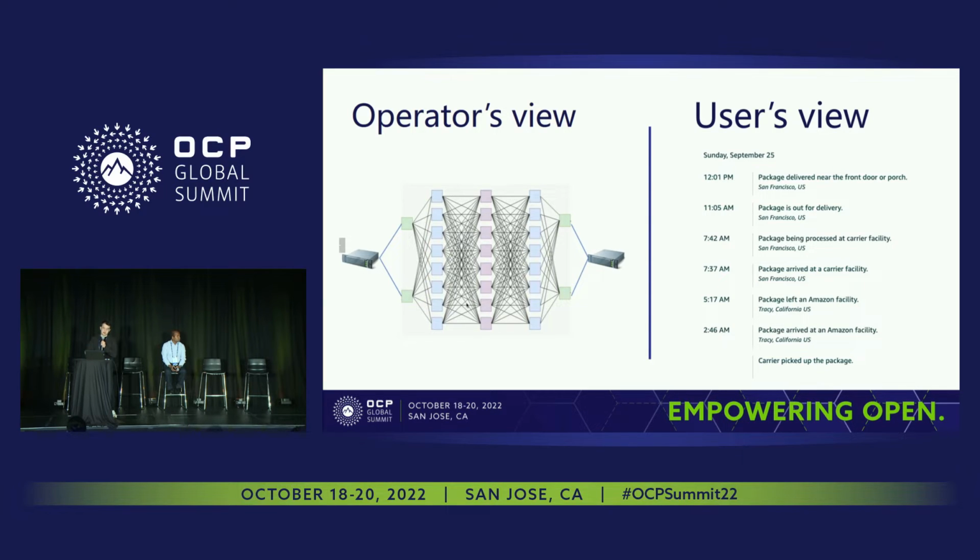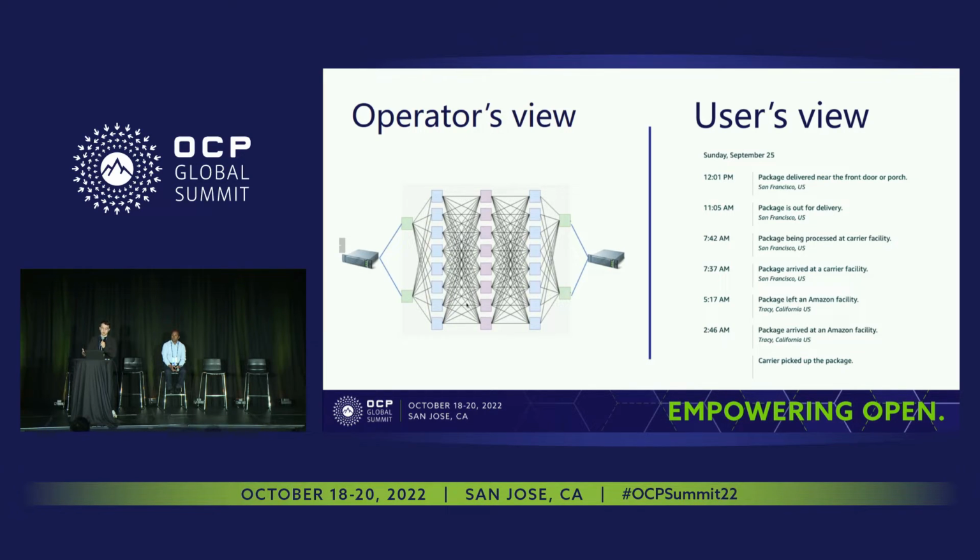Like online shopping, the customer doesn't care if you are using FedEx or UPS, or what kind of truck they are using. The only important thing for the customer is that she can track their package and get the history of the package. So back to the network, I think the users are the same.